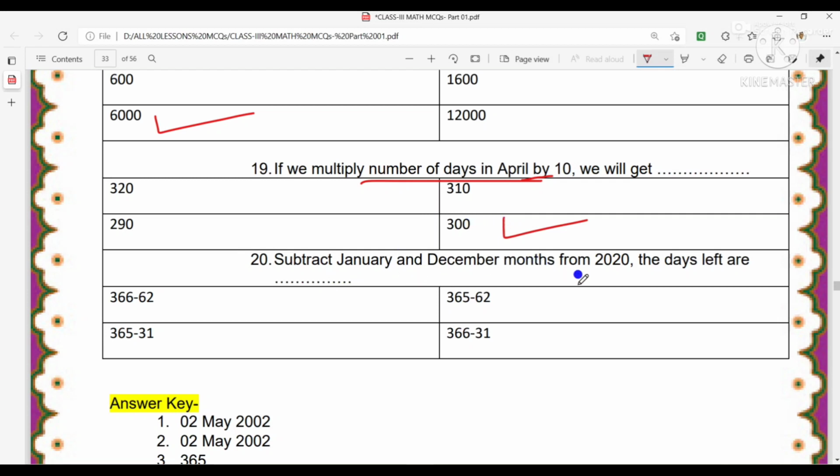Subtract January and December months from 2020, how many days are left? The number of days in 2020 will be 366, because this is a leap year. So 366 minus, subtract January and December. January is 31 days. December also 31 days. So 31 plus 31, 62 days. You have to subtract 62 days from 366. So 366 minus 62. This will be the answer.